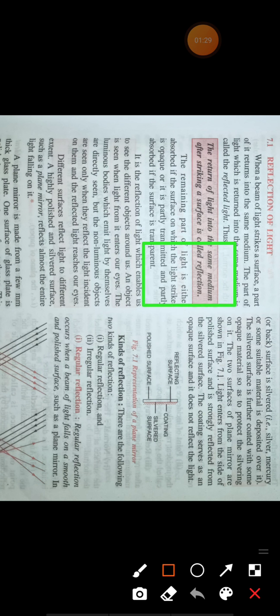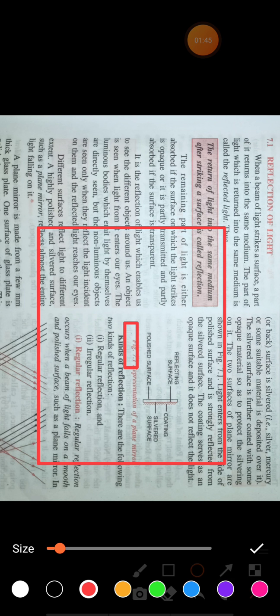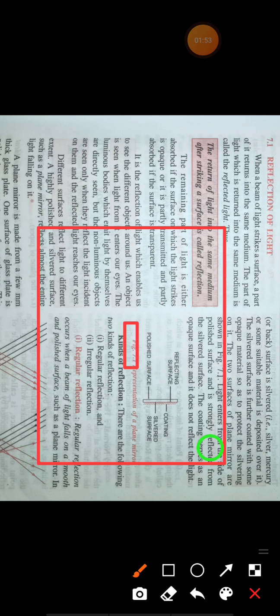Suppose you are in a very dark room. Suppose this is your dark room, and in this room you have a book placed on a table. This is your book, and in this room you also have a source of light. So when there is no light in the dark room, you are not able to see this book. As soon as you switch on the light, you will be able to see this book.